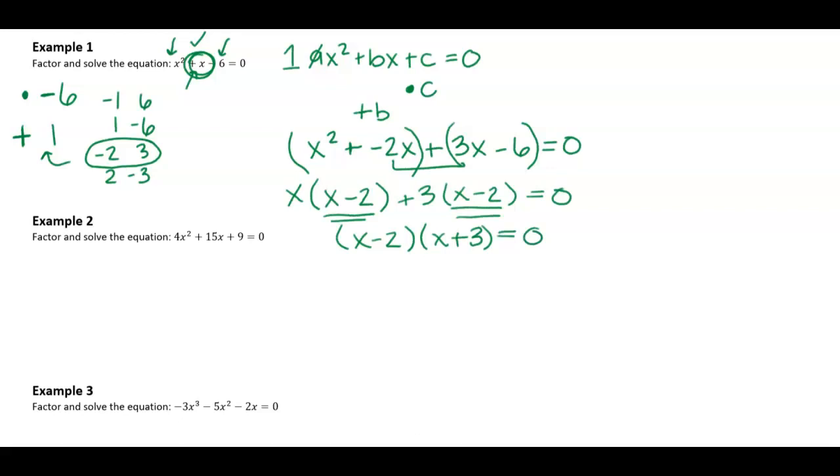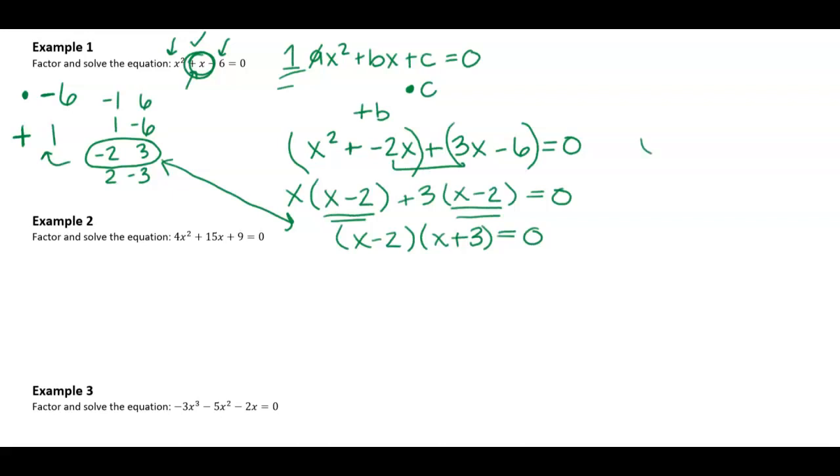Notice, and this is only the case when A is equal to 1, that I could have just shortcutted and said, therefore my quadratic must factor into x minus 2 times x plus 3. But I wanted to show you why that's the case.